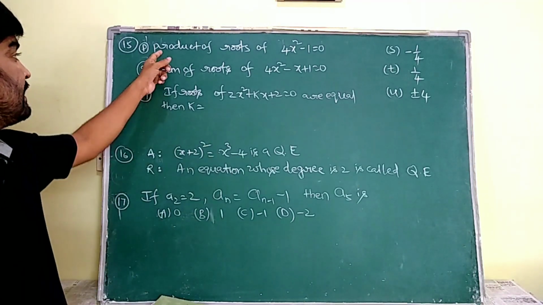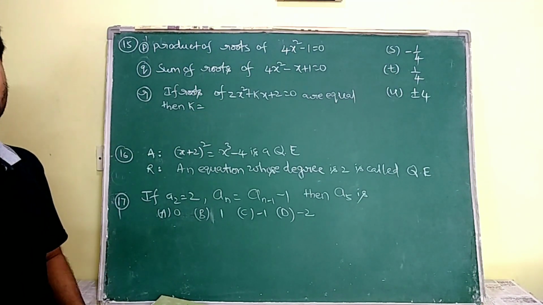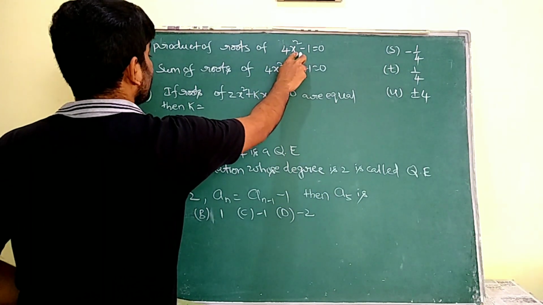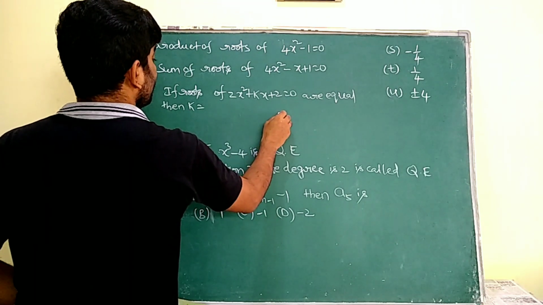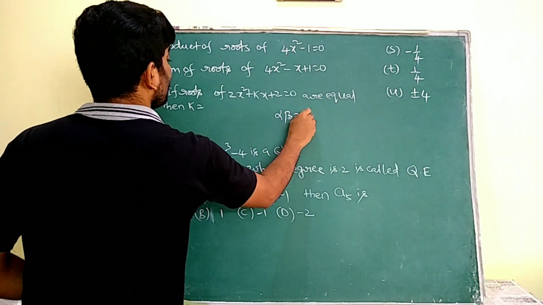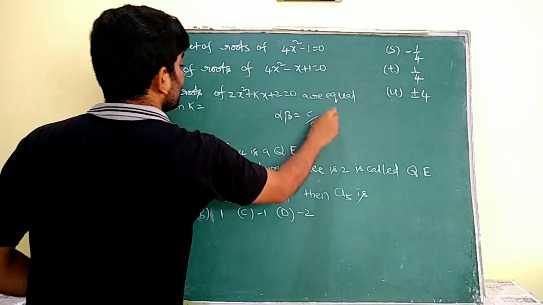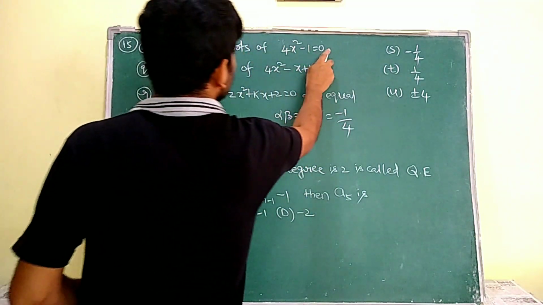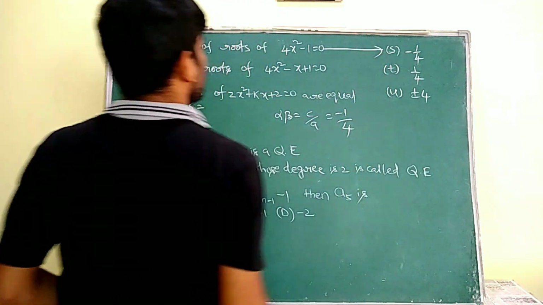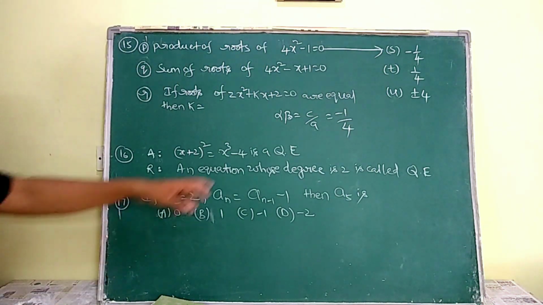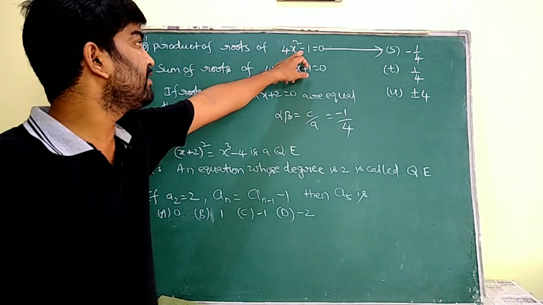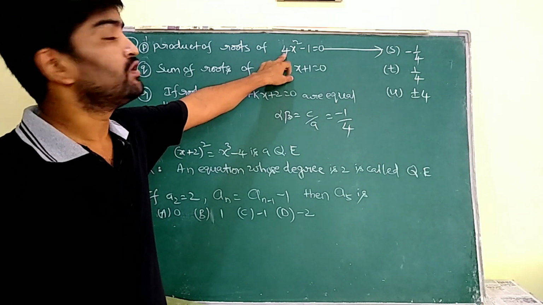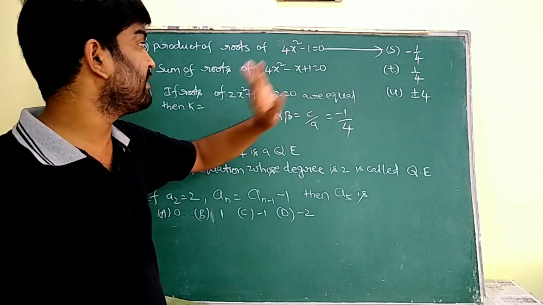Understand? See, the product of roots of 4x square minus 1 is equal to 0 is asked. Let us suppose it is a quadratic equation in general form. Then the product of roots, we know, is c by a. C in the sense it is minus 1, a means 4. So the product of zeros is minus 1 by 4. Product of zeros means c by a only, no? Here c is equal to minus 1, a is equal to 4. So c by a means minus 1 by 4.